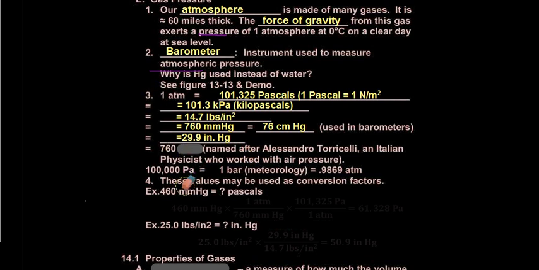Okay. Now, this 760 millimeters of mercury was discovered by Alessandro Torricelli, and so we renamed this unit, the millimeters of mercury, we renamed it Torr.